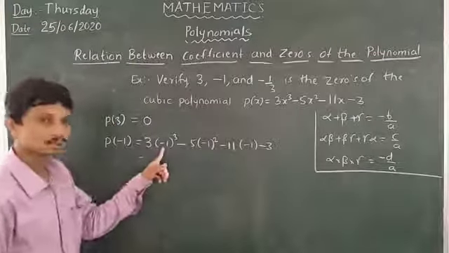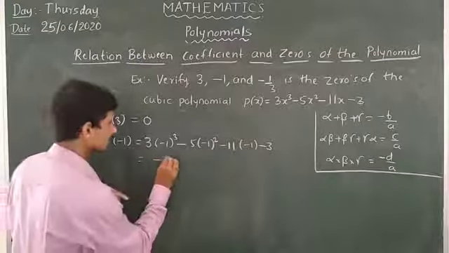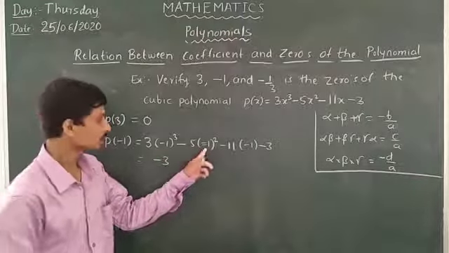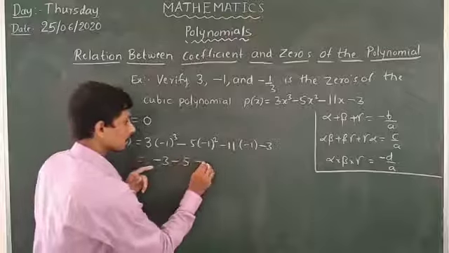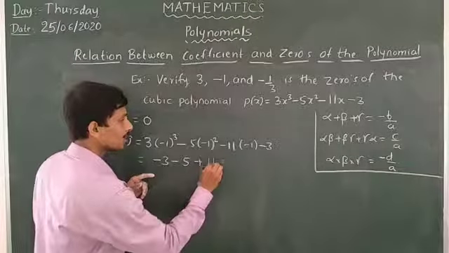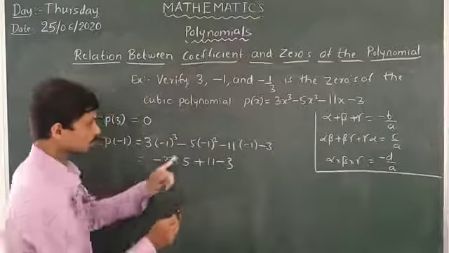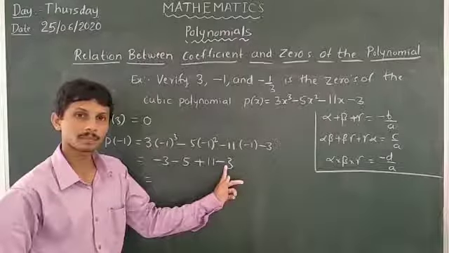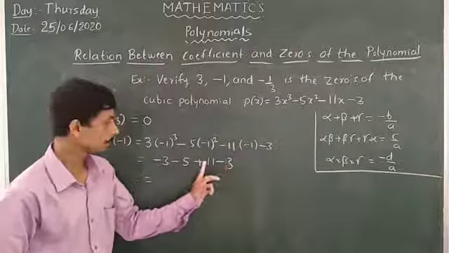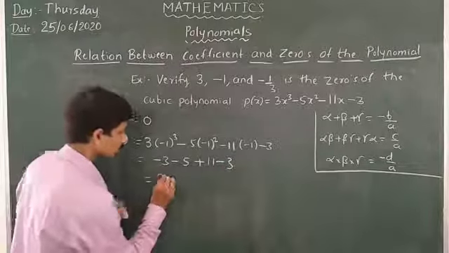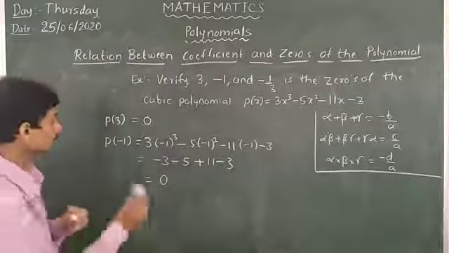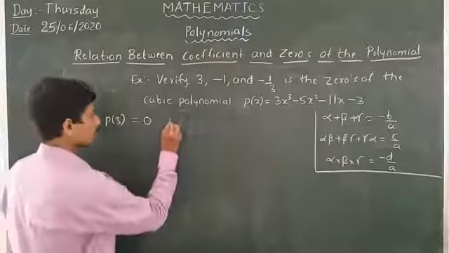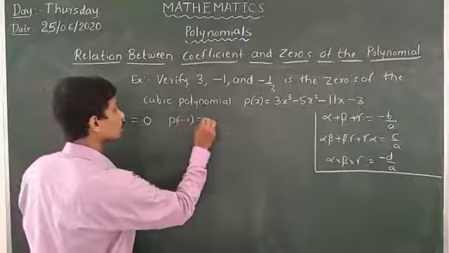So 3 into minus 1 cube means minus 1, it is minus 3. Minus 1 whole square means 1, so minus 5, and minus of minus 11 gives plus 11, minus 3. From this, minus 3 minus 5 is minus 8, minus 3 is minus 11, plus 11 is equal to 0. That means p of minus 1 is also 0.